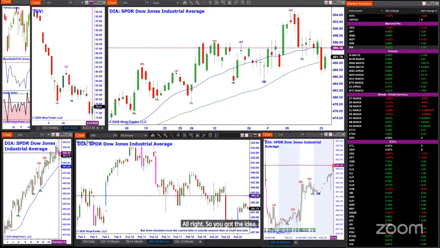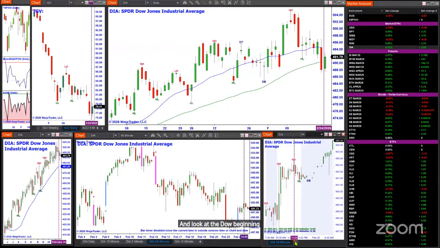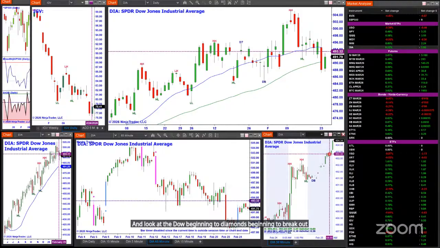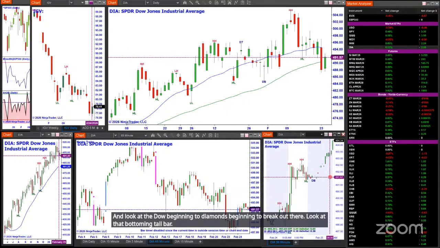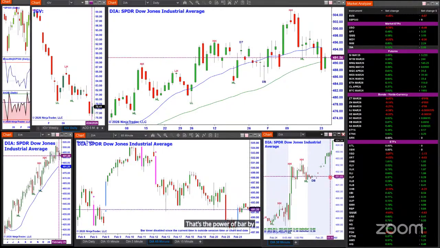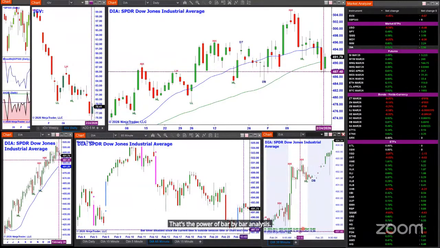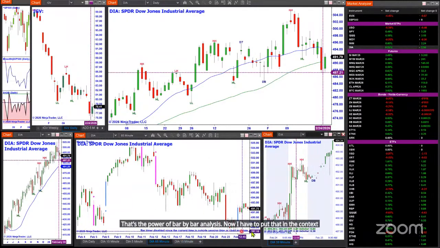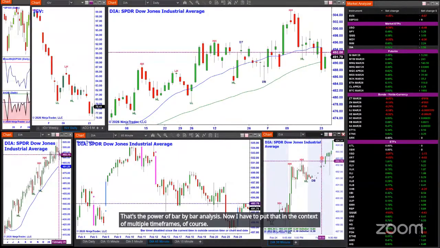And oh, look at the Dow diamonds beginning to break out there. Look at that bottoming tail bar. That's the power of bar by bar analysis. Now I'd have to put that in the context of multiple time frames, of course, but that's a nice correction bar right there. Let's look at the futures.